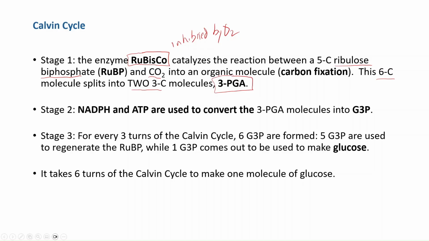And I'm sorry, these abbreviations, you're going to say they're all very similar. Yeah, but still easier than the full names, I promise. In the second stage, the NADPH and ATP that we made in the light reactions are used to convert the 3-PGA into G3P.